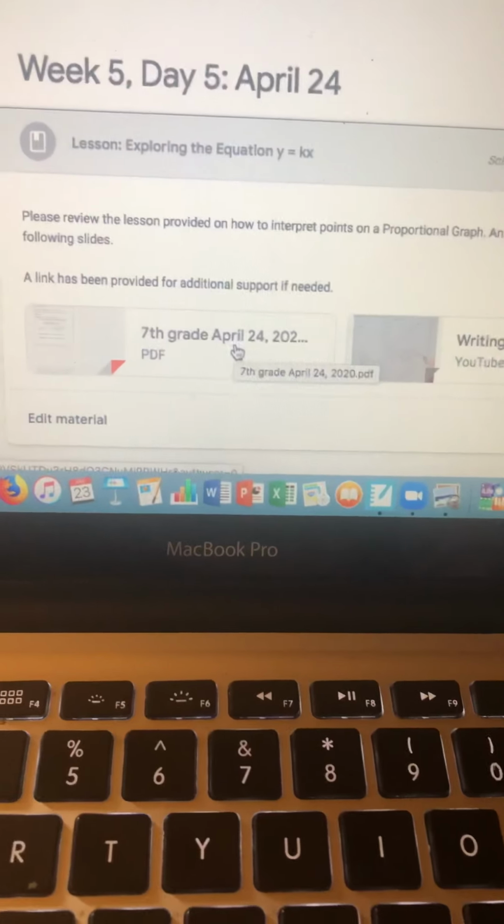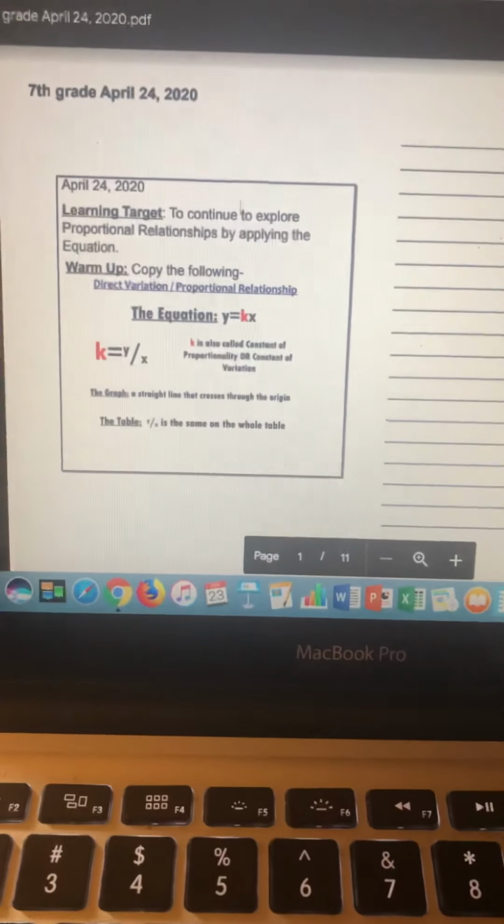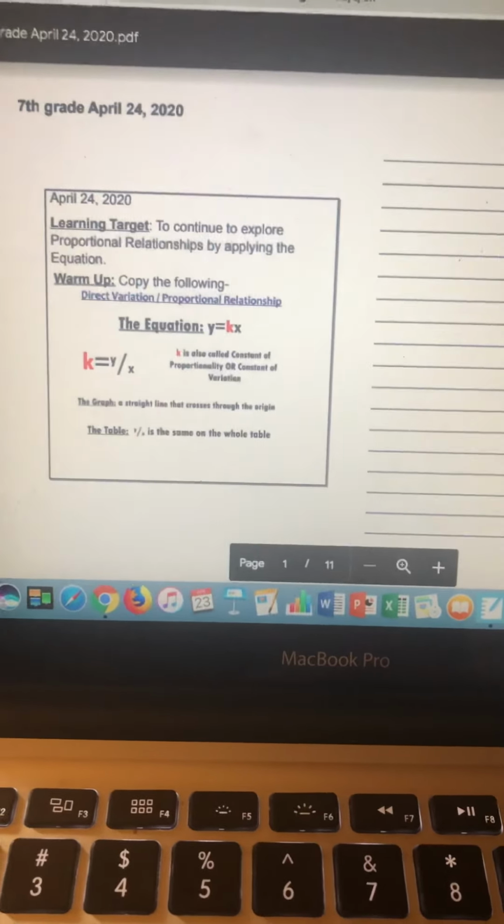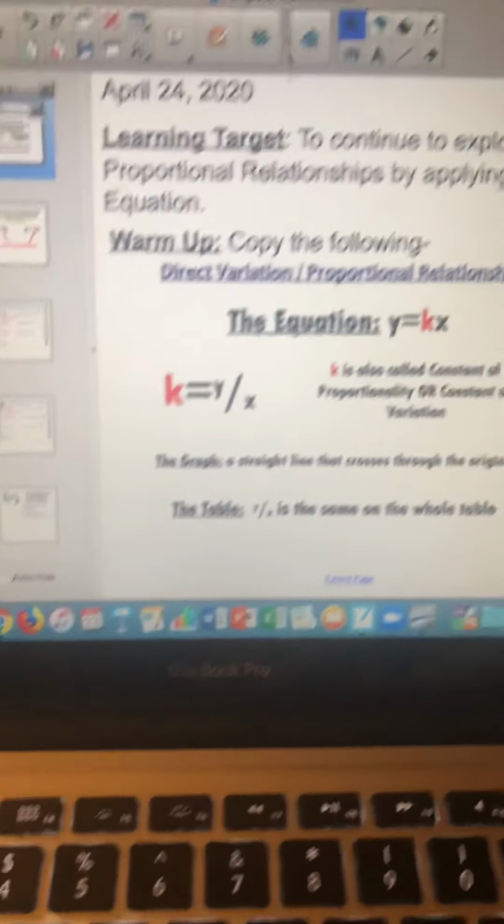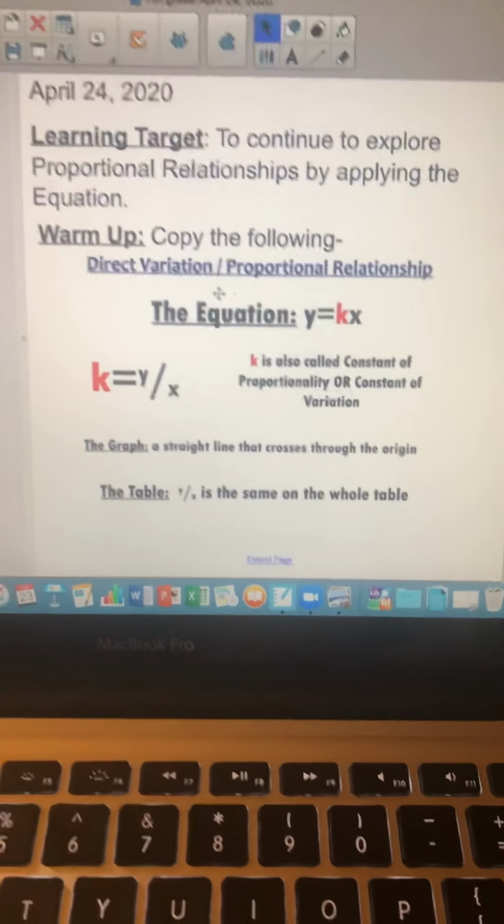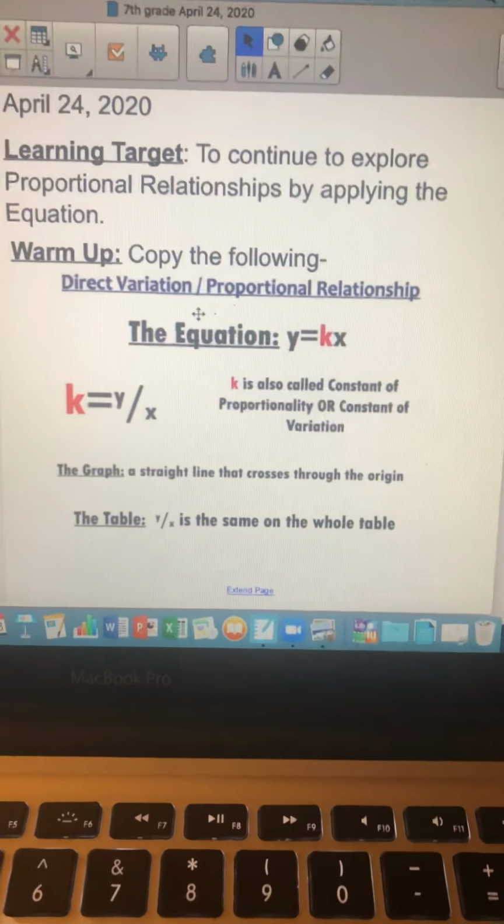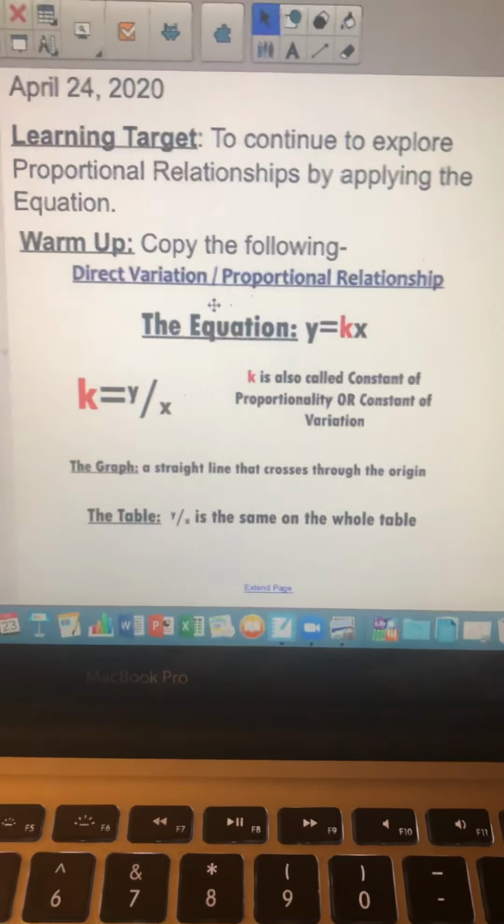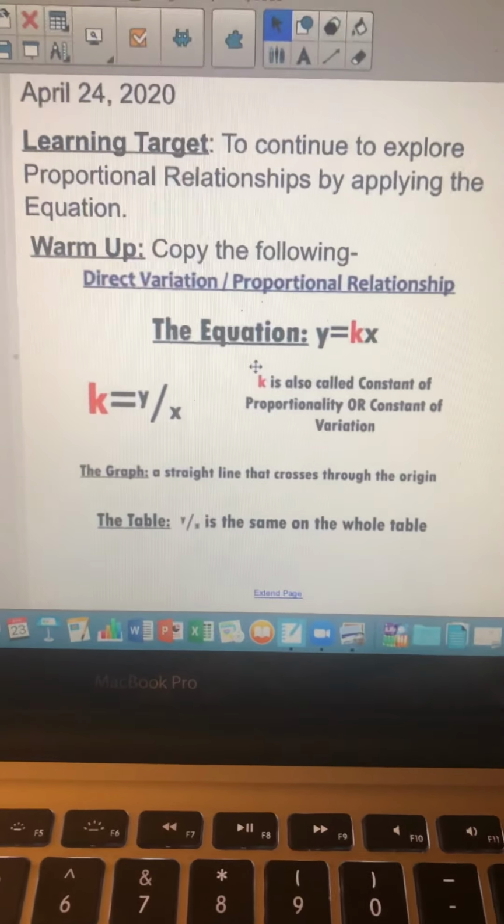Okay, so normally I would click on the lesson to go over it with you. I'm just going to use the smartboard version of this just so that it's larger for me to really show you the important details for this lesson. Okay, so this is the same thing you would be seeing.